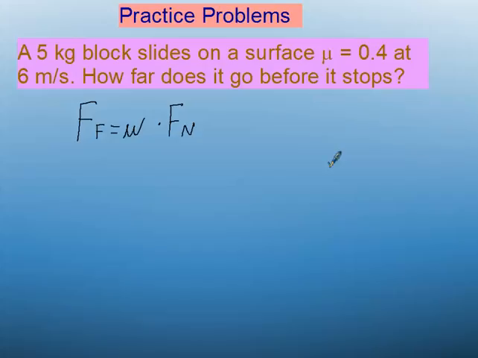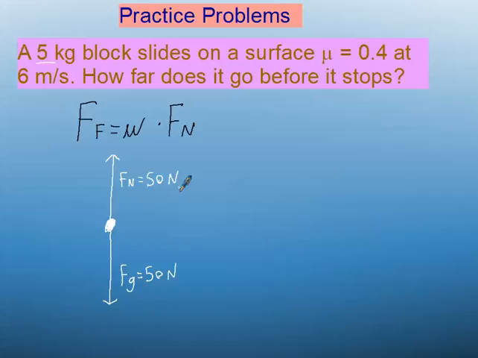So the first step in all of these problems is always going to be to draw a force diagram. So let me take care of that for you. Now the force of gravity is going to be 50 newtons because it's a 5 kilogram object, so you just multiply that by 10, or 9.8, whatever you're comfortable with. And for the normal force, we're also going to get 50 newtons because we know the object doesn't accelerate up or down, it's simply accelerating backwards.